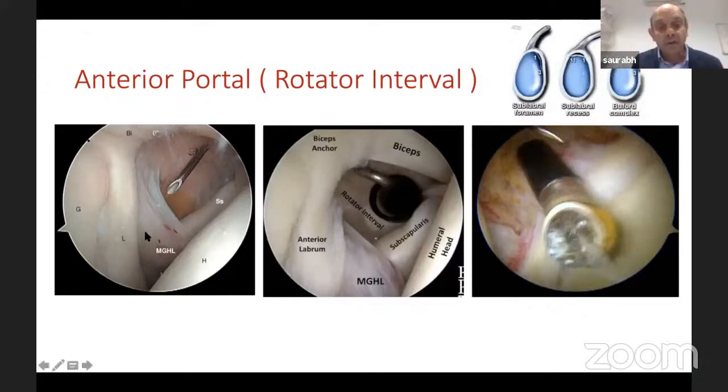Other thing for you to remember is see this middle glenohumeral ligament as it goes in front of your subscap. This is important in our Buford complex, which we'll discuss in the coming slides. So let's see another video of the same patient.